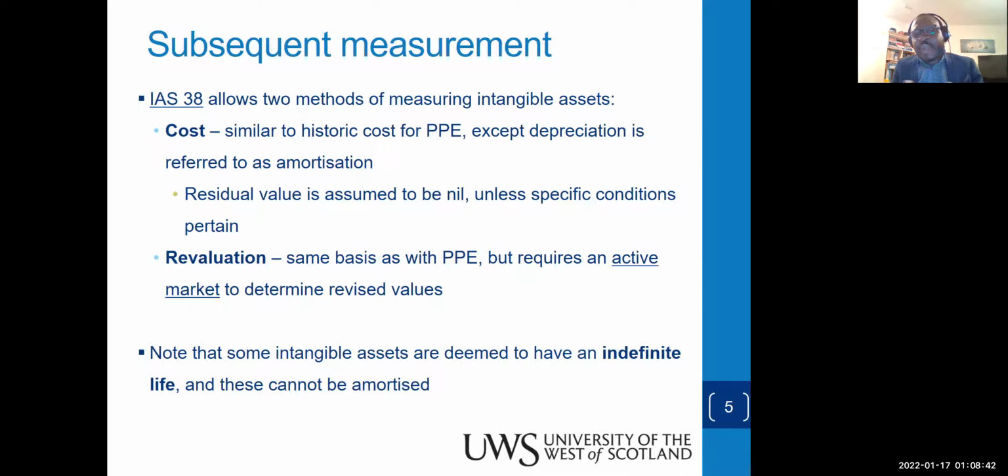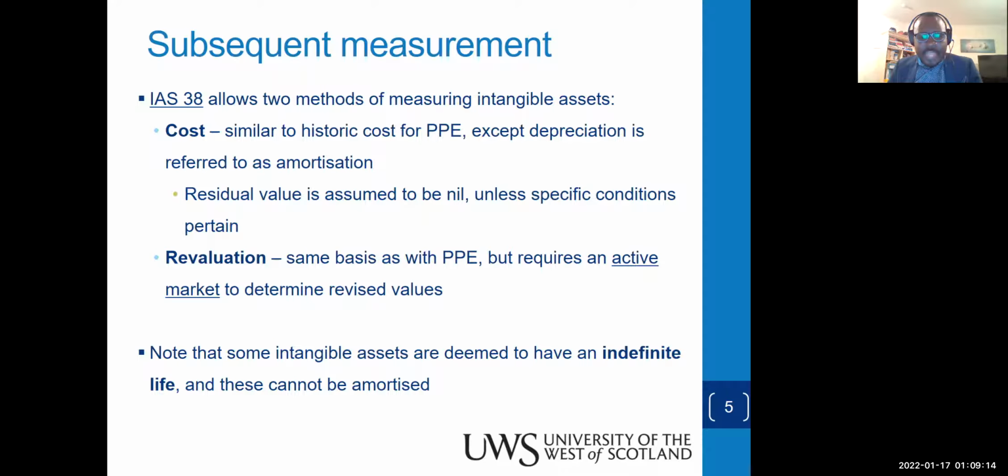Now, always residual value should be assumed to be nil unless certain specific conditions pertain. I'll leave that one for you to look into. So the residual value of the intangible should be nil unless certain specific conditions pertain. Try and look into the text and examine those ones. Again, revaluation, same basis as tangible non-current assets, except that here we need an active market to determine the revised values, the fair values that we are using.